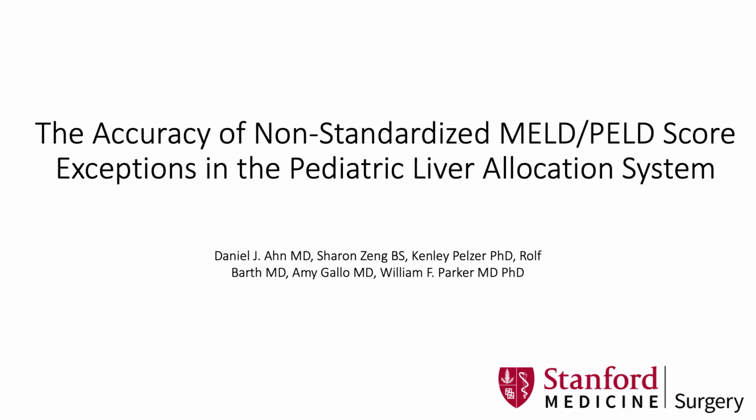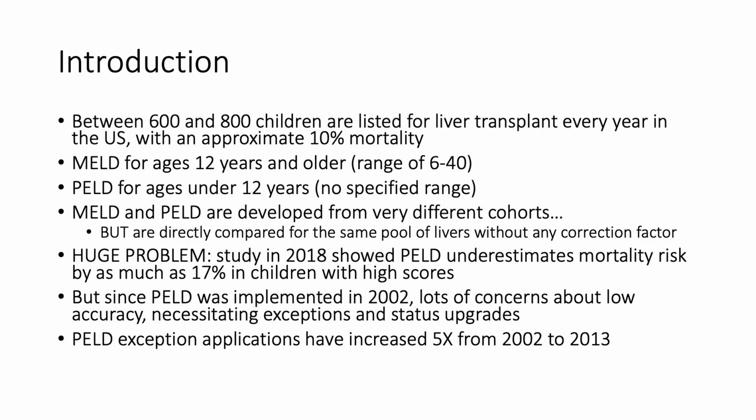All right, so between 600 and 800 children are listed for liver transplant every year in the US, and there's an approximate 10% mortality rate. Now, children can be listed with either a MELD or a PELD score. MELD is for ages 12 years and older, and it ranges from 6 to 40. And then PELD is for ages under 12 years. Both the MELD and PELD score are ways to predict your pre-transplant mortality risk, but they're also used by the OPTN to determine your placement on the waiting list.